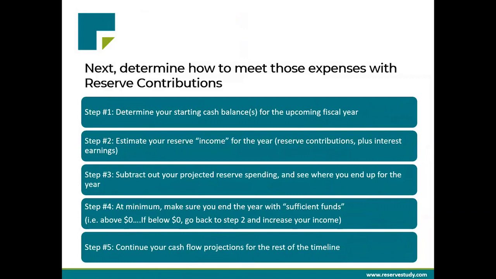The first thing to do, step one, is to determine the sum total of your reserve funds at the start of the fiscal year. How much money is in the pool, okay? The next step is to plug in an amount for estimated income to that account, which can be a combination of your contributions, right? What you collect from the owners and transfer to reserves, but also interest earnings, okay?